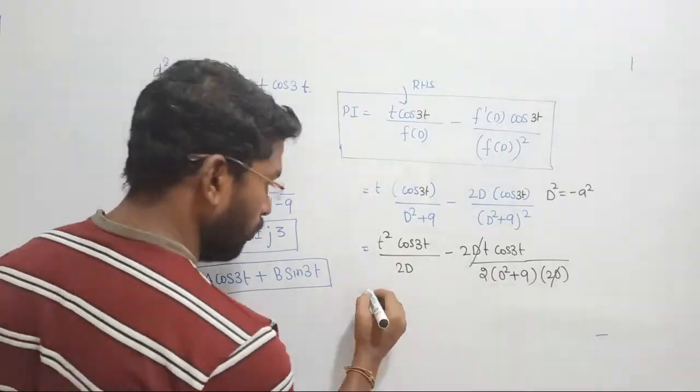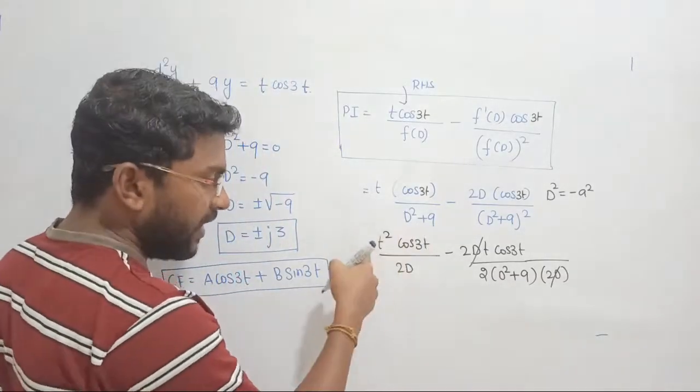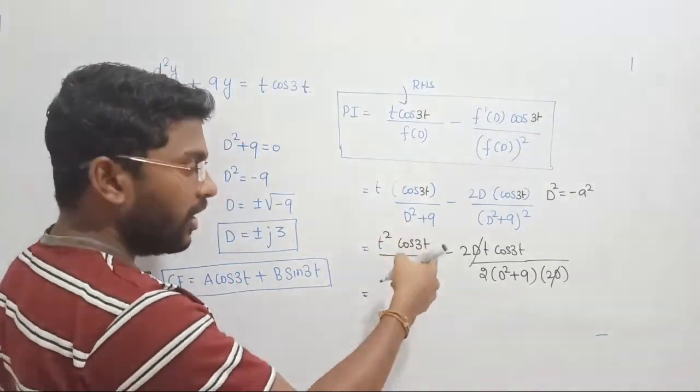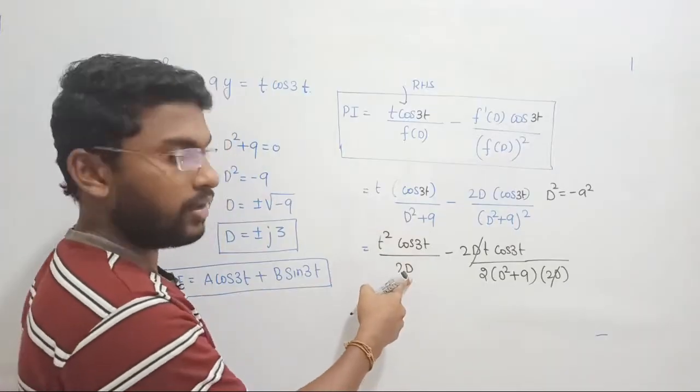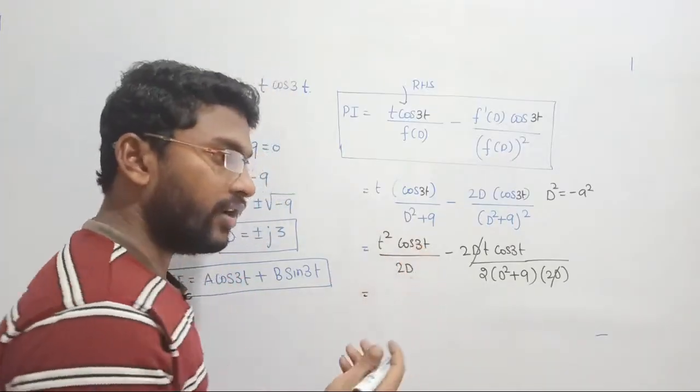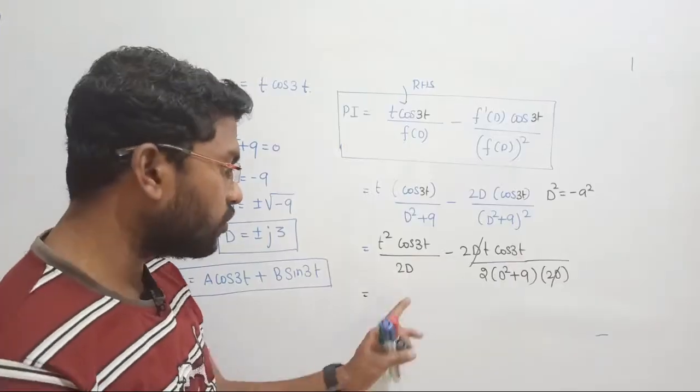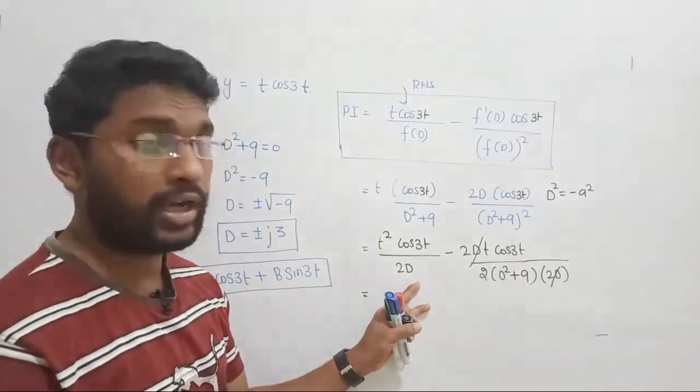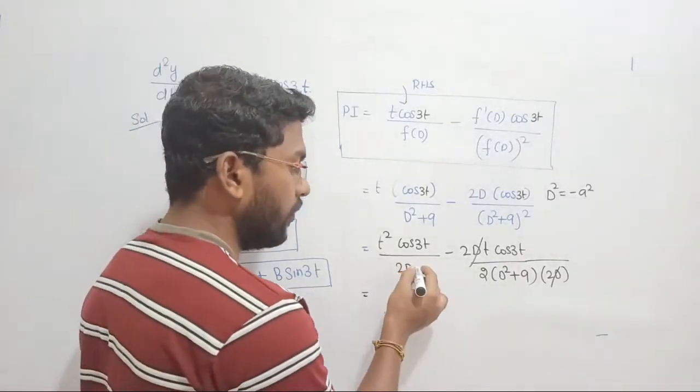See, let us continue. Let's take the first term separately. Now see the first term, the denominator has d. But whenever we have a cosine or sinusoidal function, we should consider d square. So we don't have d. We cannot have d.